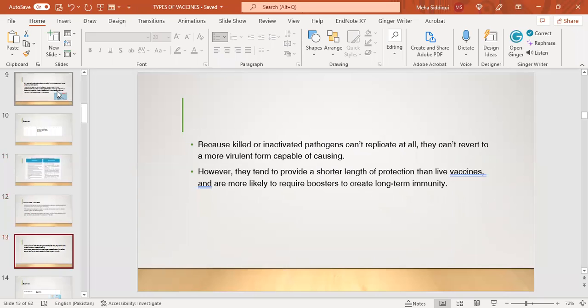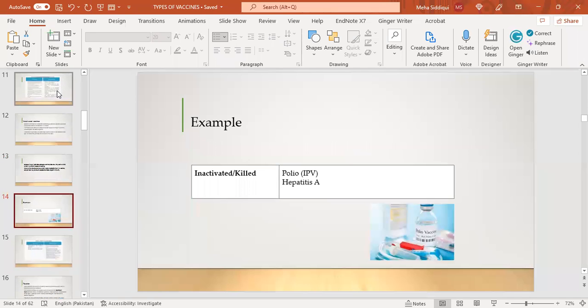Because killed or inactivated pathogens can't replicate at all, they can't revert to a more virulent form capable of causing disease, vice versa of live vaccines. However, they tend to provide a shorter length of protection than live vaccines and are more likely to require boosters to create long-term immunity. Examples of inactivated or killed vaccines are polio IPV and hepatitis A.